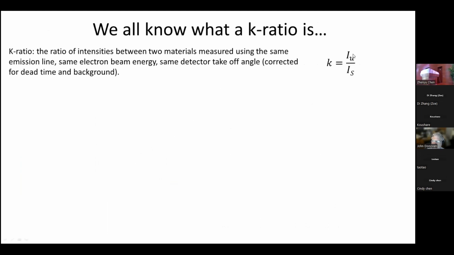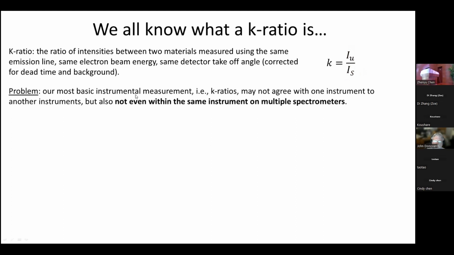So we know what a K ratio is. Everyone knows what a K ratio is, right? It's the intensity of the unknown or secondary standard relative to the primary standard, okay? Obviously corrected for dead time and background. Now, typically, these intensities will be different. And if they're different, the dead time correction will be different because they're different count rates. So the problem is that we want to make sure that this K ratio is the same not only on every spectrometer of our instrument, but also from one lab to another. This is the reason for using standards that are primary reference materials globally.